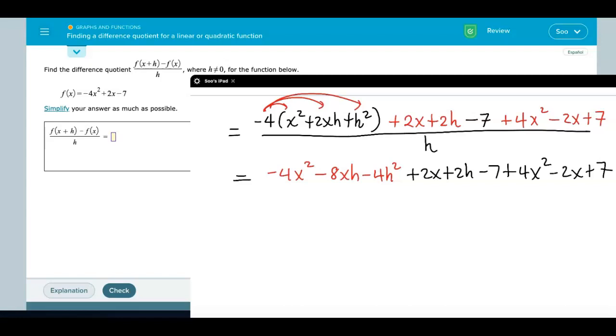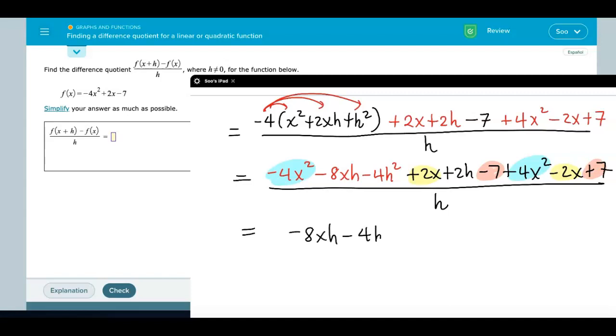And all over h. If we did something right, a lot of things will cancel out now. For example, negative 4x squared, and there's a positive 4x squared. Those are gone. What else? There is positive 2x and negative 2x. I think there's one more. There is negative 7 and positive 7. Okay? The only thing that we have left is negative 8xh minus 4h squared plus 2h on the numerator and h in the denominator. The good news is all the terms on the numerator have h.